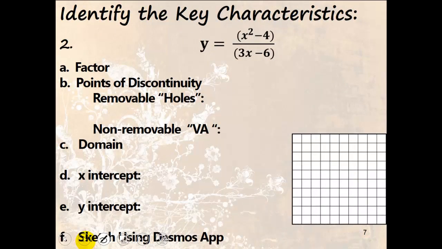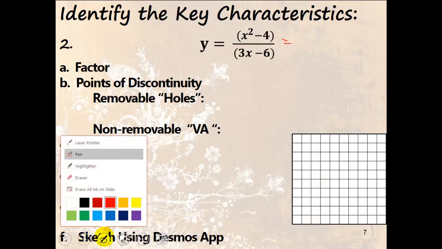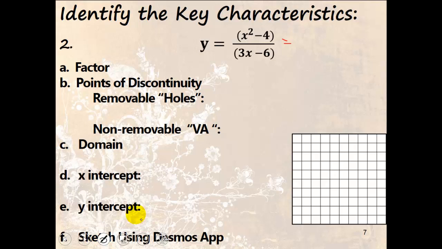All right. We're going to identify the key characteristics, and then we're going to use Desmos to help us graph it. So factor it. I'm going to go up here to factor it. This is (x plus 2)(x minus 2), and this is 3 times (x minus 2). So now I'm going to transition my thoughts to points of discontinuity, removable hole. Do I have the same factor in the denominator and in the numerator? I do. So that's going to create a hole.